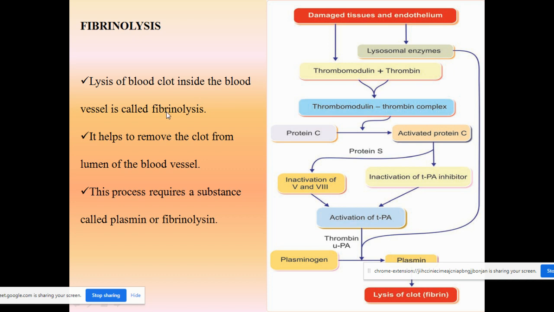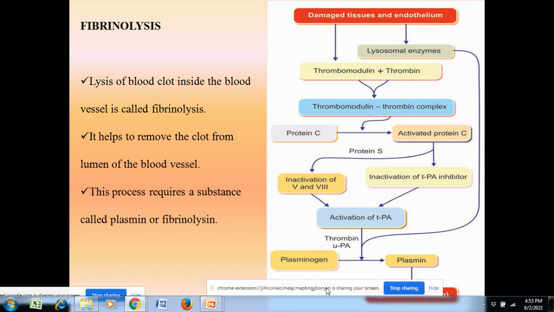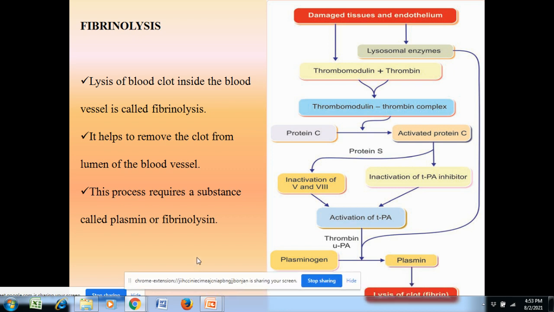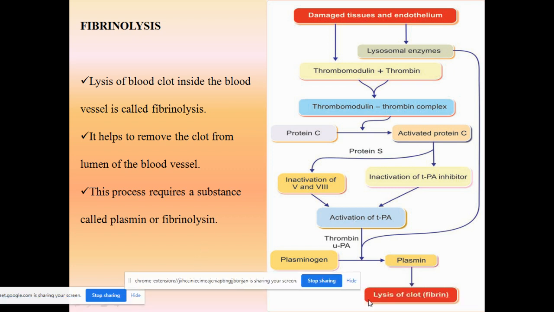Lysis of the fibrin. So what does this do? By this process, it removes the clot from the blood vessel. Okay, this requires a substance called plasmin or fibrinolysin. What is needed for this? One important substance is needed. What is it called? It is called plasmin or fibrinolysin. In this picture you can see, at the end what you see is plasmin.